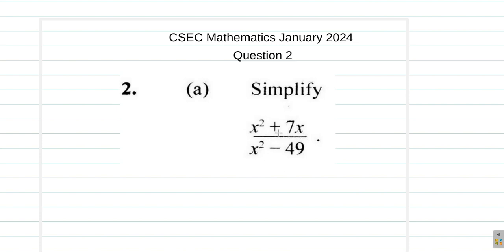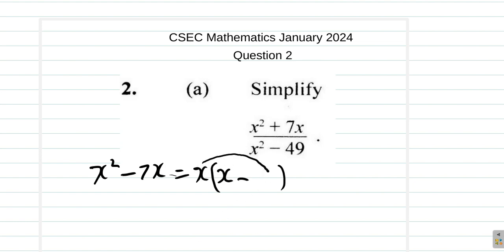Simplify this. What you're going to do is factorize the numerator and the denominator. If you factorize x squared minus 7x, what you'd have is brackets, a minus in the middle. Now, the common factor between these two is x. So you take x outside the bracket. x times what you put here will give x squared. That would have to be x. Minus, x times what you put here will give you 7x. So it would be 7.